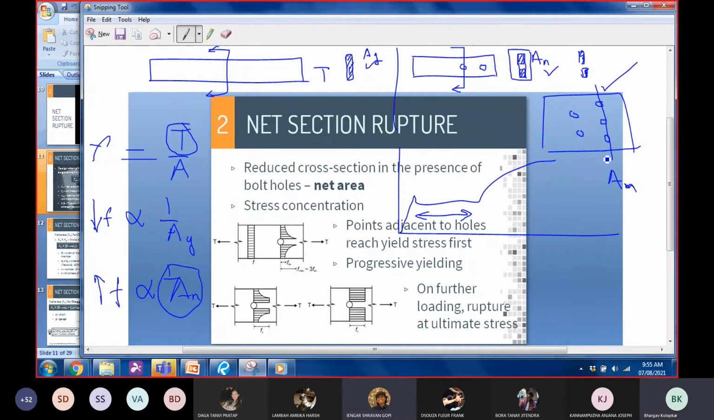And this path cannot be diagonal to the force, right? It has to be perpendicular to the direction of force. We will look at that.